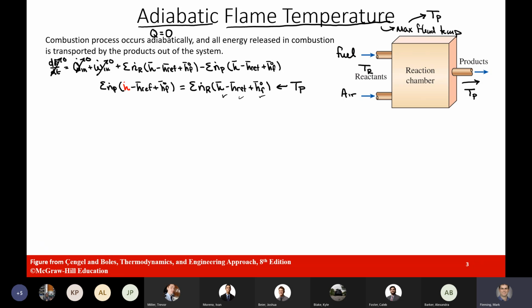So what we need to do is we need to now figure out what is this enthalpy here, because this enthalpy, if we remember, is going to be just a function of the temperature of the products. The temperature of the products is the flame temperature. And so what we're going to do is we're going to solve for that final temperature by solving for this final enthalpy, which means that we have to do a little bit of work to get this to come out.